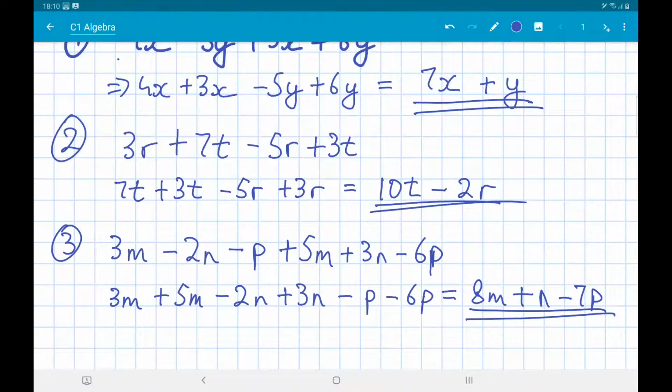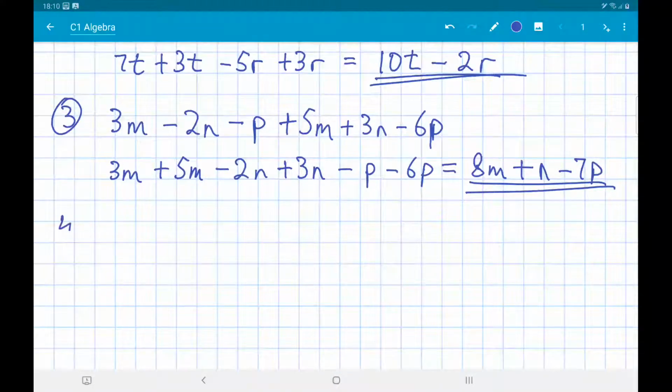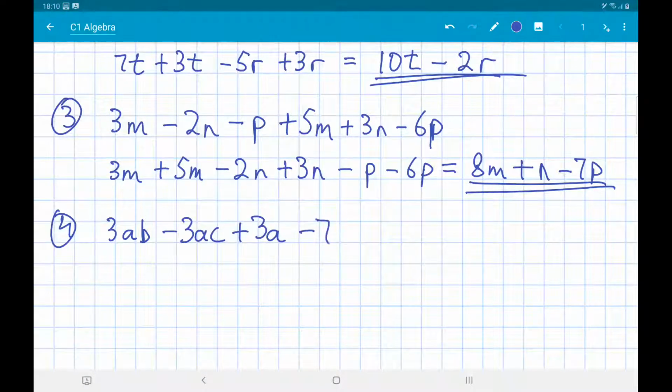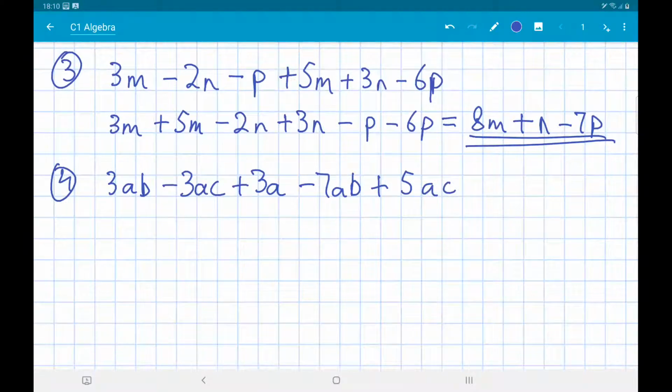Okay, cool. Number 4. 3ab minus 3ac plus 3a minus 7ab plus 5ac. Okay, this is where it starts to get a little bit interesting, and we're going to try to group the terms based on the like terms.